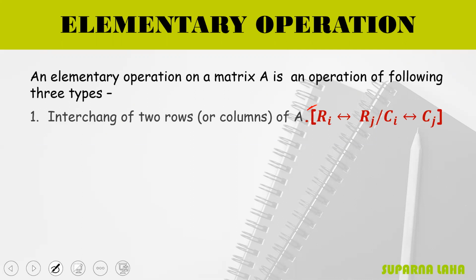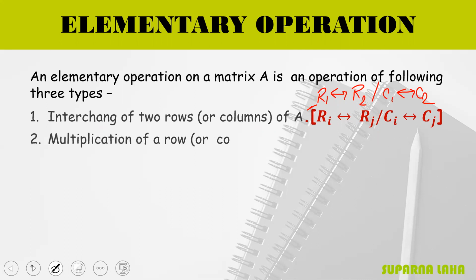That is, you can change row 1 with row 2, or you can change column 1 with column 2. Right? Now the second type: multiplication of a row or column by a non-zero scalar.